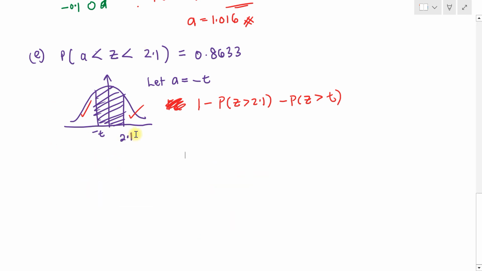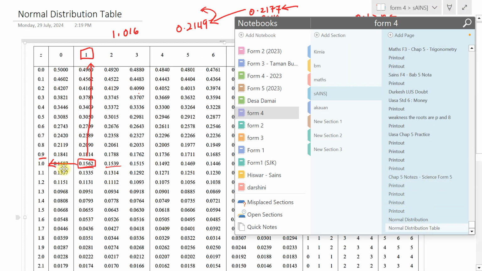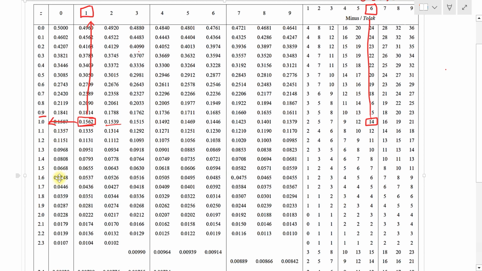Okay, if you don't understand what I explained just now, that means you need to go back to your example 10. Equal to 0.8633. So 1 minus probability Z greater than 2.1. We can find it directly in your normal distribution table. 2.1 is here. Because Z greater than 2.1, that means your Z score is given as 2.1. You are finding probability 0.0179.